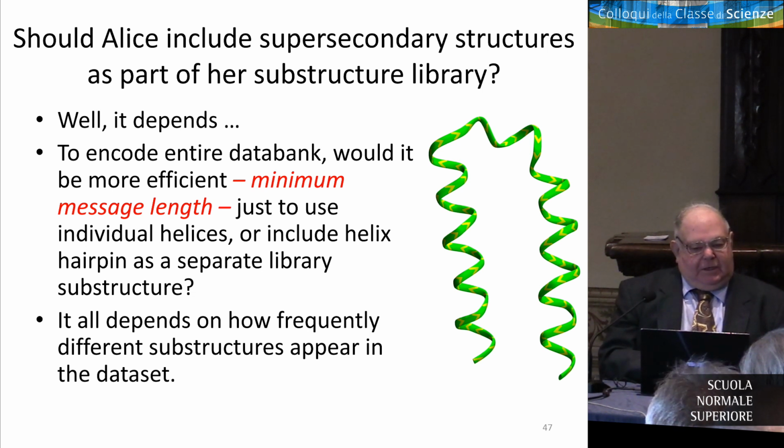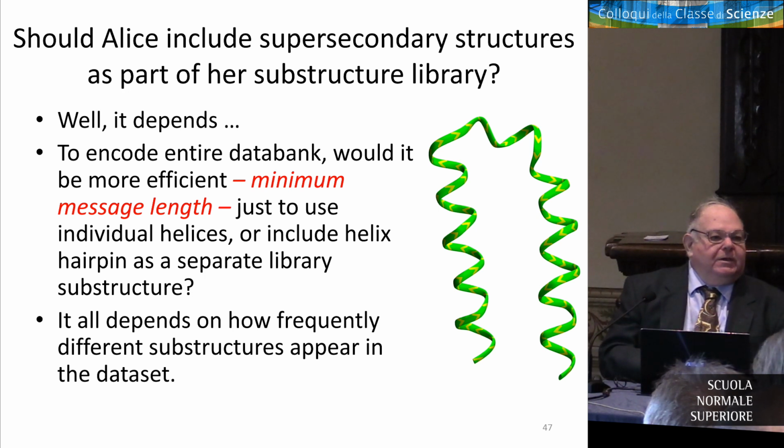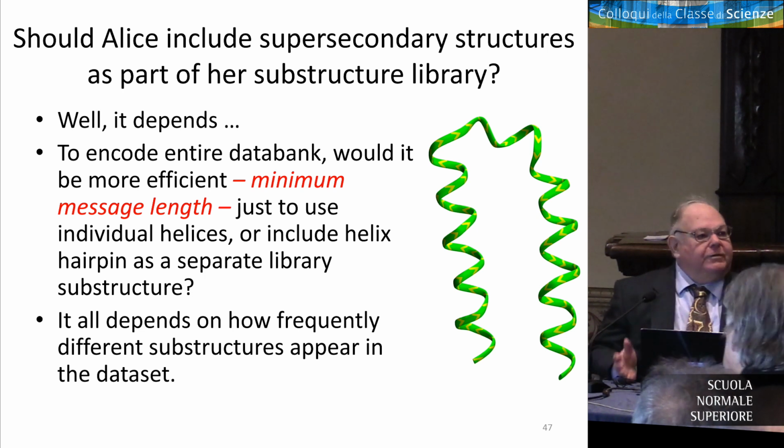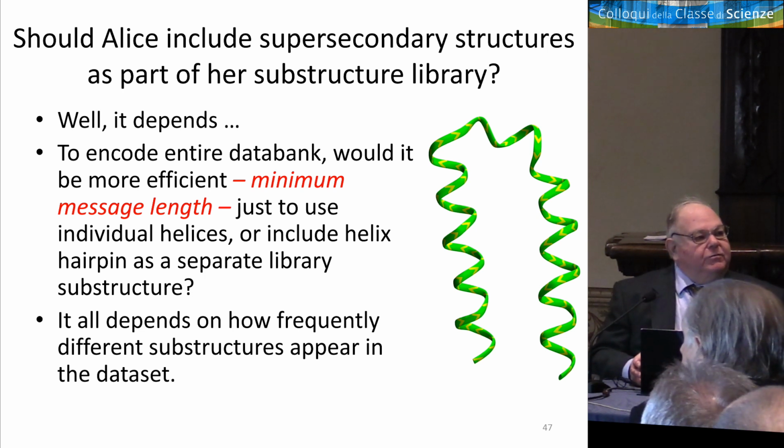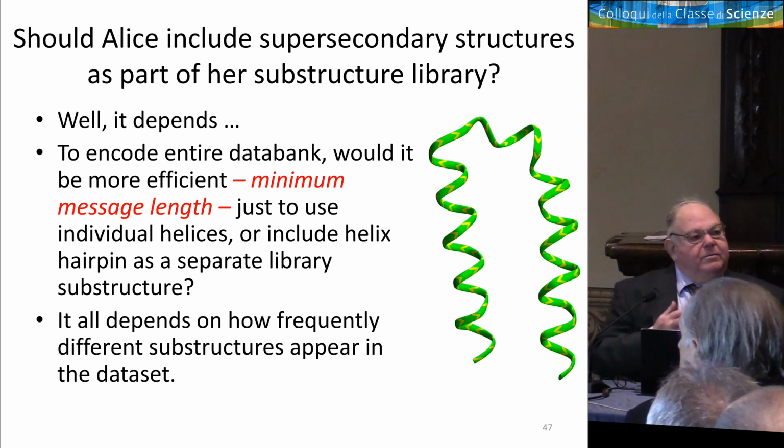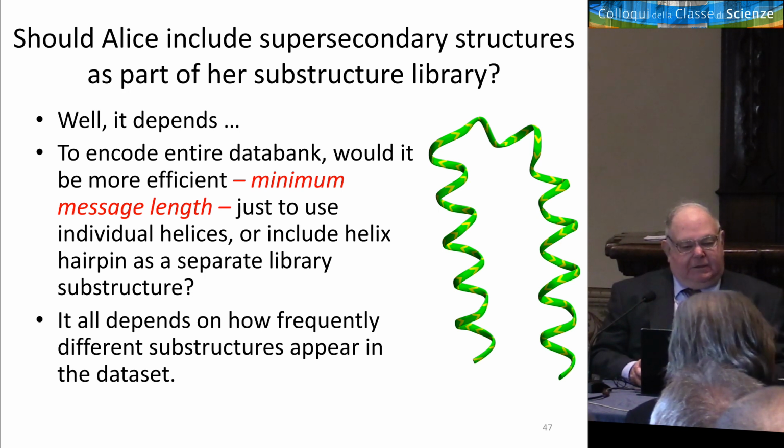Well, should she include supersecondary structures? So here's a helix hairpin. Is it more effective to send a helix and then give the coordinates of the relative position and orientation of the two helices in the hairpin? Or should the hairpin itself form a separate substructure? It depends. It depends on how often hairpins occur in the data set you're trying to represent, and that's what the algorithm has to optimize for. It has to decide, well, should we just use a helix or should we use a helix hairpin?